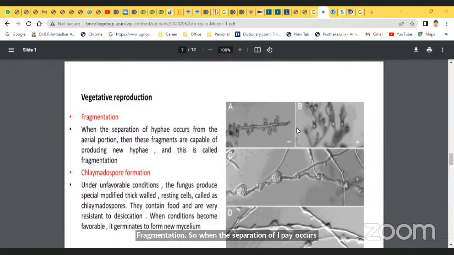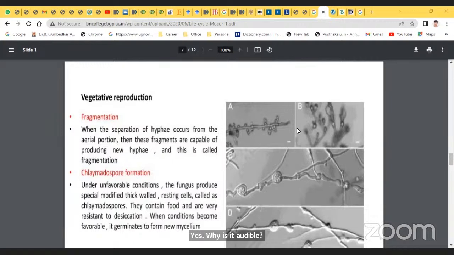of producing new hyphae, and this is called fragmentation. Very simple. Fragmentation is the separation of hyphae from the aerial portion. Aerial means? Is my voice audible?